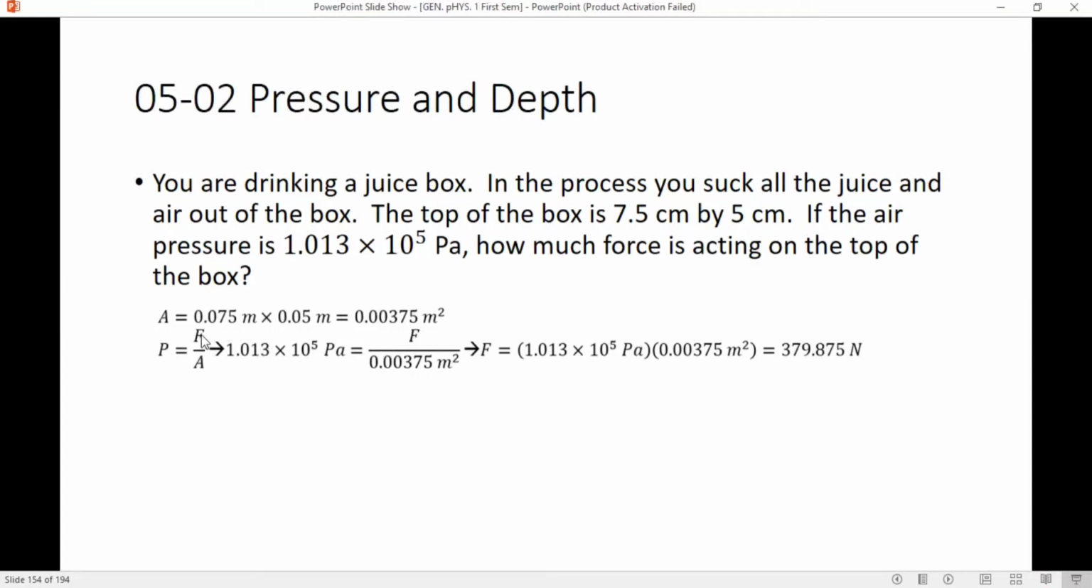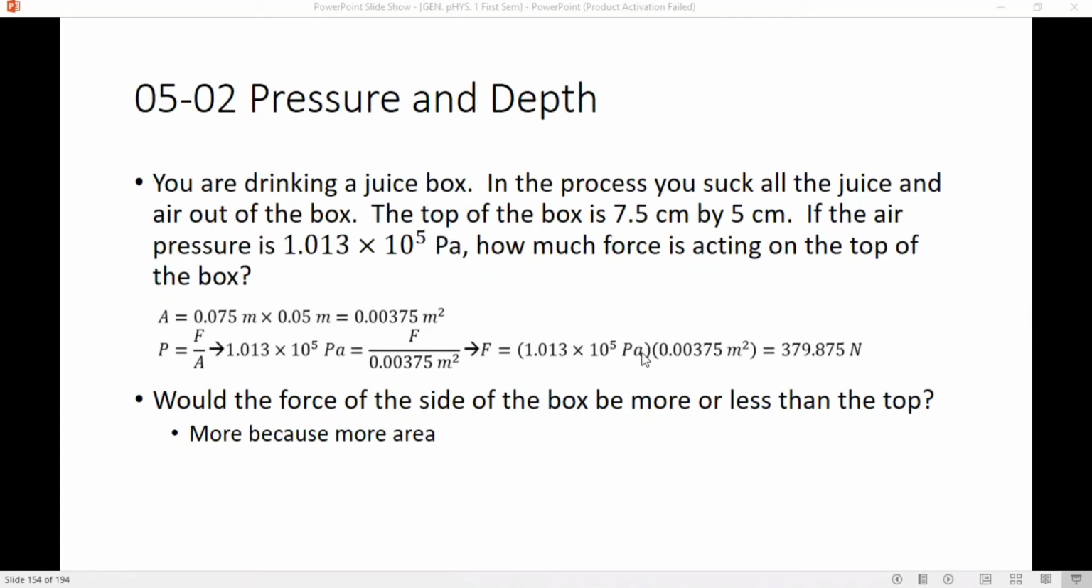So what we are looking for is force. So force is equal to pressure times area. Our pressure is 1.013 times 10 to the power 5 pascals times the converted area, 0.00375, and that is equal to 379.875 newtons.